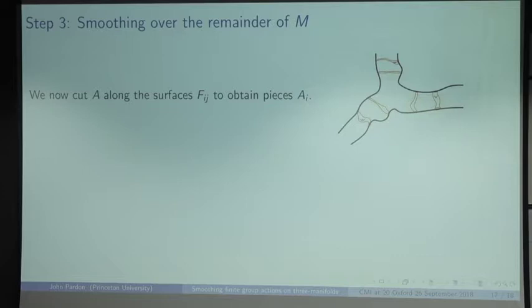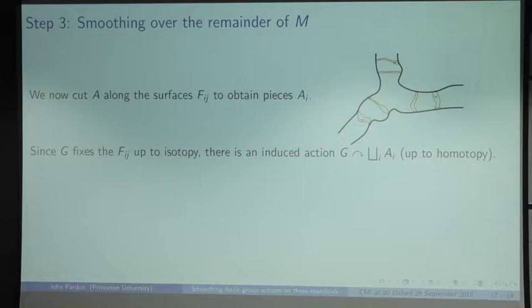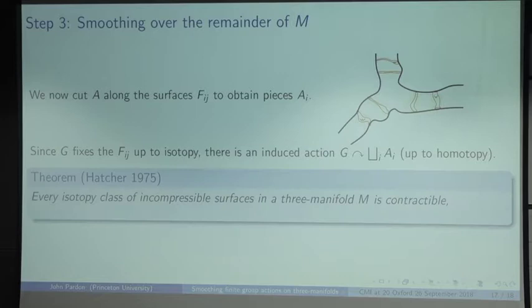So we've smoothed our action everywhere except this space A. We cut along these incompressible surfaces, get pieces A_i. So G fixes these up to isotopy, so we get an action on the pieces up to homotopy. As on the previous slide, there are many notions of action, so let me be more precise about what I mean. Hatcher showed that if you have an incompressible surface in a three-manifold, its isotopy class is contractible. Of course, that's not exactly true: maybe your three-manifold fibers over a circle, but that's the only thing that can go bad.